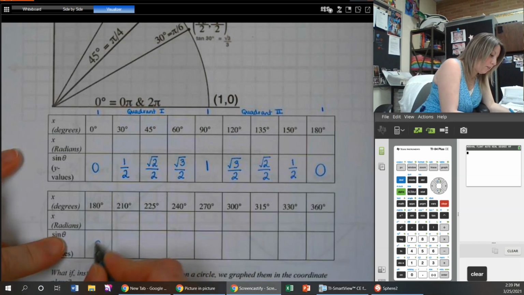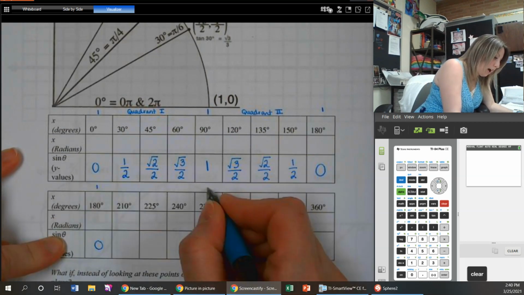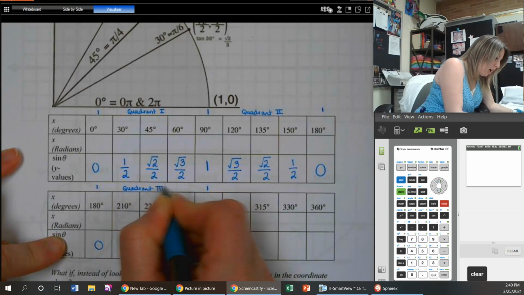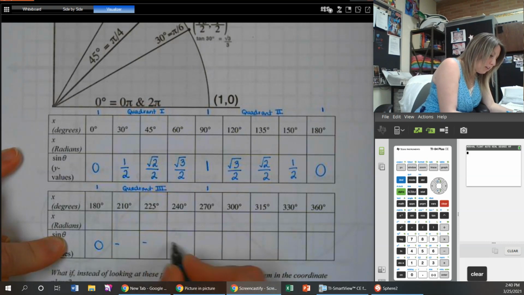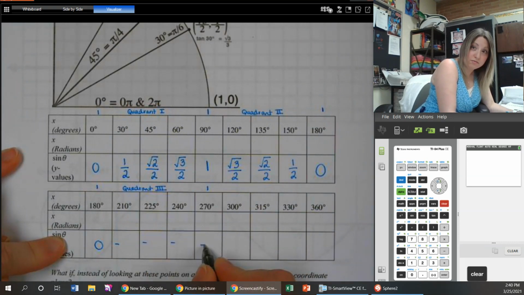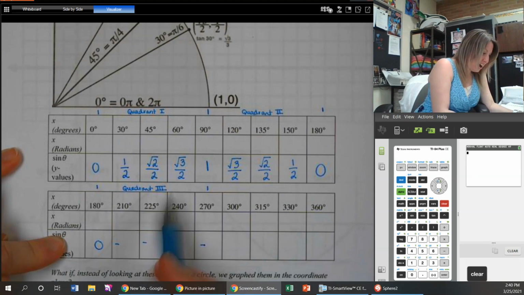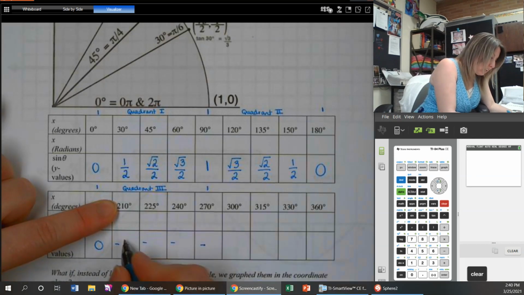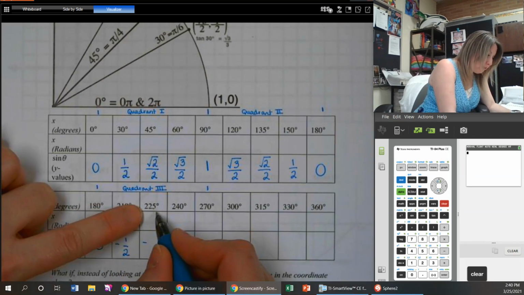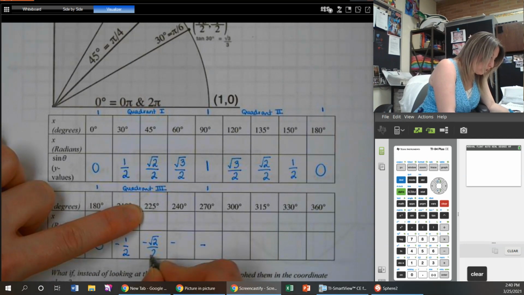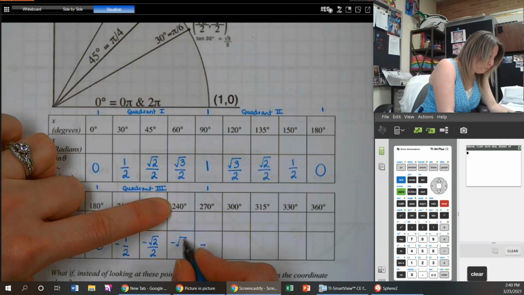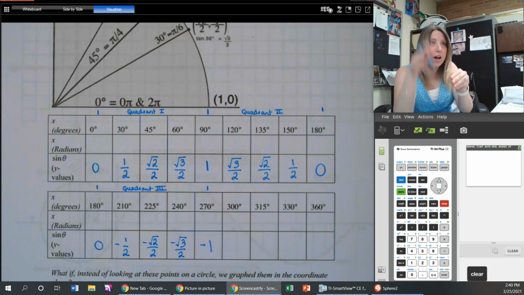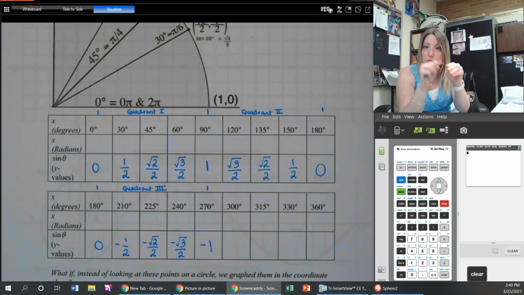Now, I'm just going to copy that down here because this is where we're at quadrant 3. And in quadrant 3, sine is negative. So now, here's our 30-degree reference angle, negative, so it's negative 1/2. 45-degree reference angle, negative radical 2 over 2. Negative radical 3 over 2. Down to negative 1 at the very bottom. That's the lowest we go y-wise, negative 1.